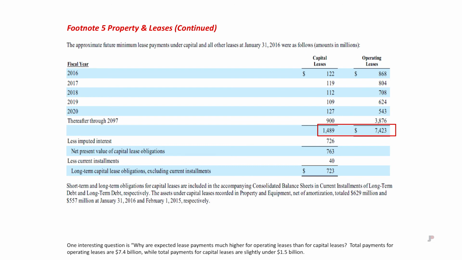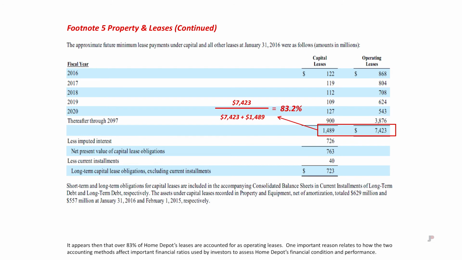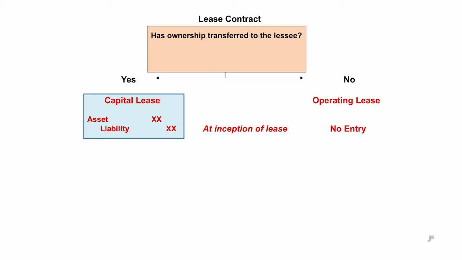One interesting question is, why are expected lease payments much higher for operating leases than for capital leases? Total future payments for operating leases are $7.4 billion, while total payments for capital leases are slightly under $1.5 billion. It appears then that over 83% of Home Depot's leases are accounted for as operating leases. One important reason relates to how the two accounting methods affect key financial ratios used by investors to assess Home Depot's financial condition and performance.